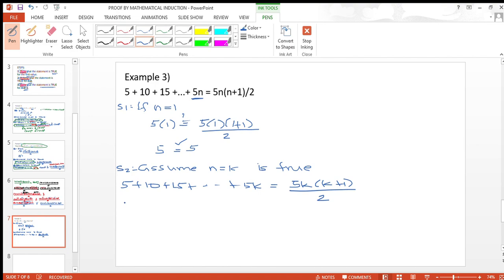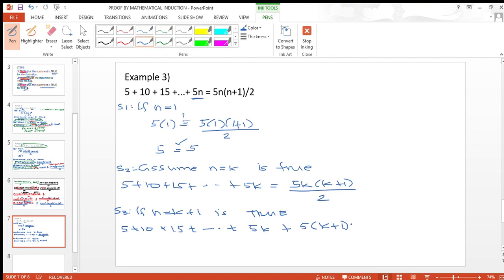So that's step 2. Step 3. This is the more tedious step. We have to prove if n equals k plus 1 is true. So we have to show that this is true. So this will now be 5 plus 10 plus 15 plus ... plus 5k, that's for n equals k, plus 5 times n is k plus 1.